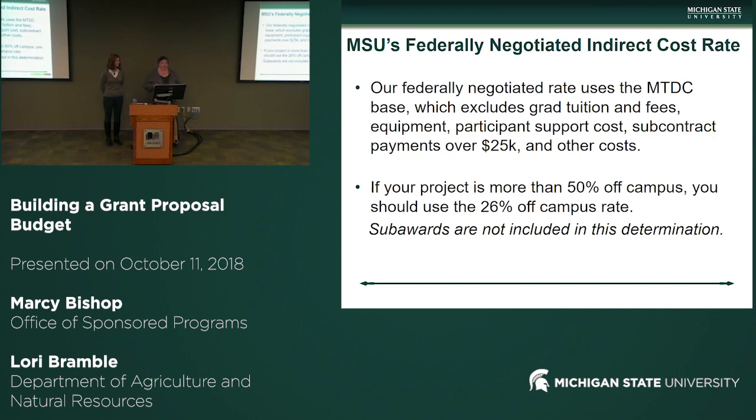If your project is more than 50% off campus, then you should use the 26% off campus rate. That's because we're not paying for as much if you're off campus. There's a place in your budget to mark that it's an off campus rate. You don't have to break it down into part off campus and part on campus. We use the all on, all off model. So if it's more than 50%, we consider it all off, and you'll use 26%. Questions on that?